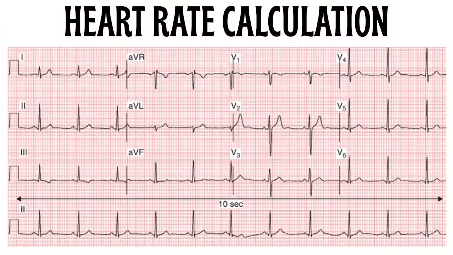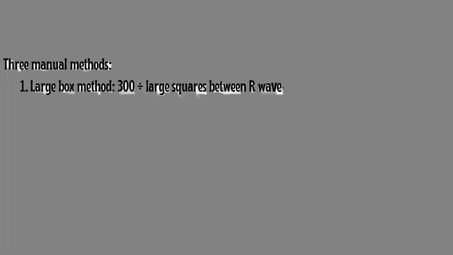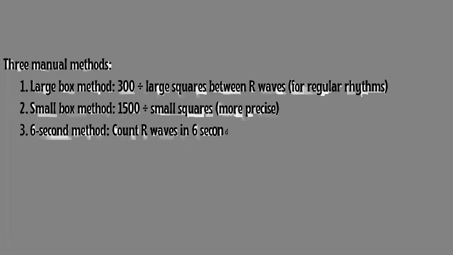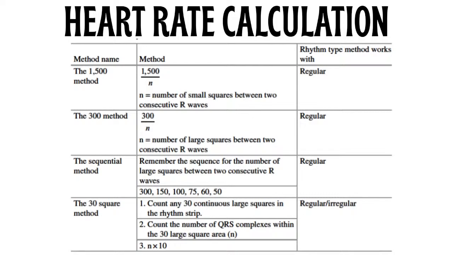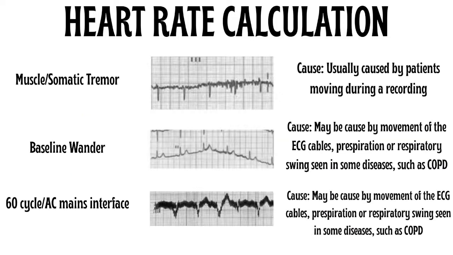Heart rate can be determined by the large box method: 300 divided by the number of large squares between R waves. The small box method: 1500 divided by the number of small squares between R waves. The second method is to count the R waves in 6 seconds and multiply by 10, preferred for irregular rhythms.